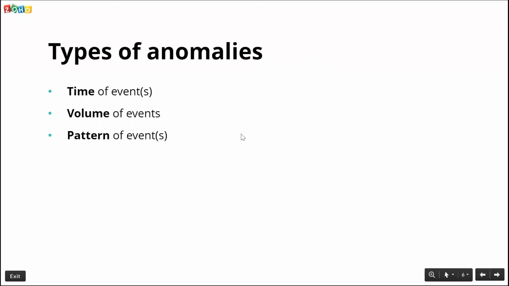And these anomalies could be various different things, but these are the three main anomalies that we are concerned about. The first is the time of the event. The second is the volume of events. And the third is the pattern of events, right? So these are the different kinds of anomalies that we are concerned about.